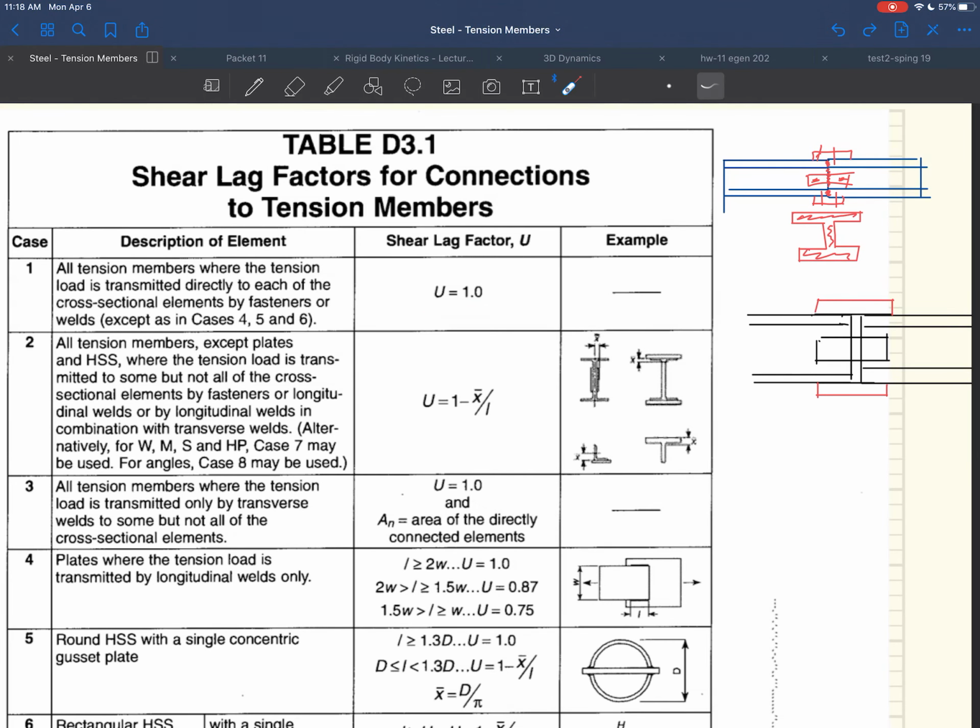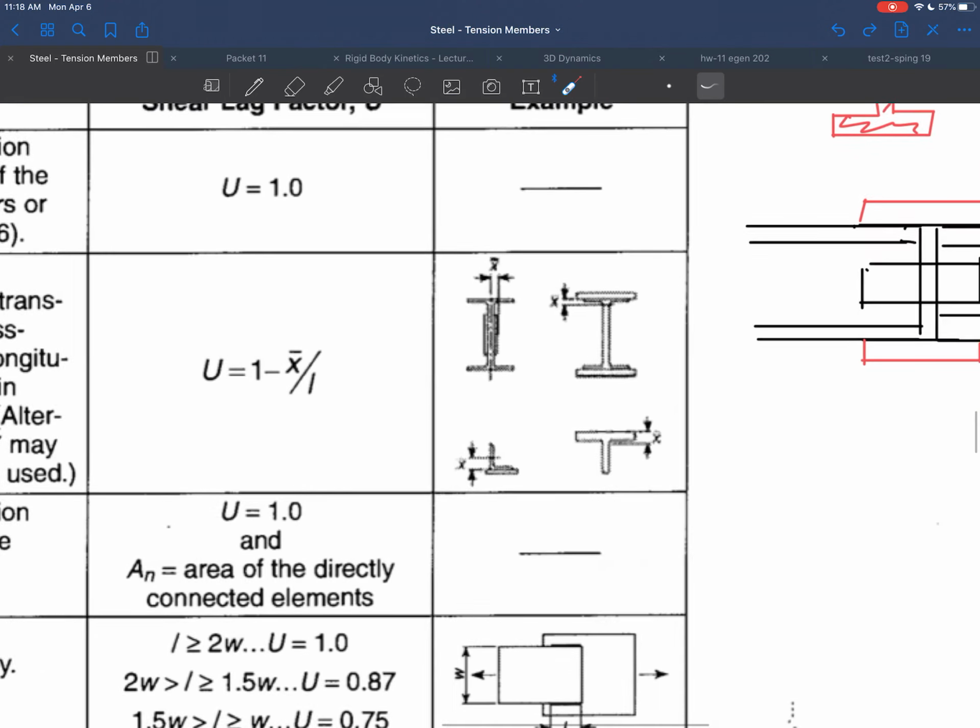So this is if you connect the flanges and the web, or all the elements of whatever your shape is, if you connect everything, you have U equal to 1. Okay? If not, you calculate, it's usually going to be one of these cases. Your U is going to be 1 minus X bar over L, okay? And you're like, well, what is X bar and what is L?